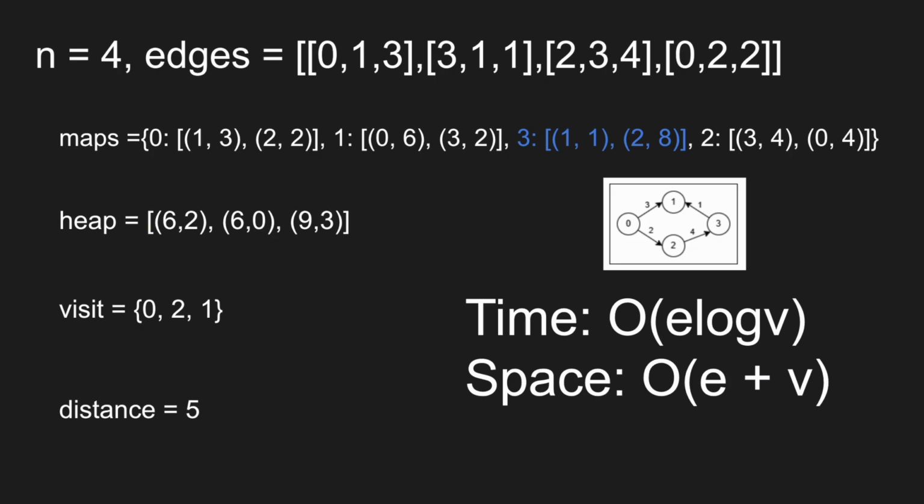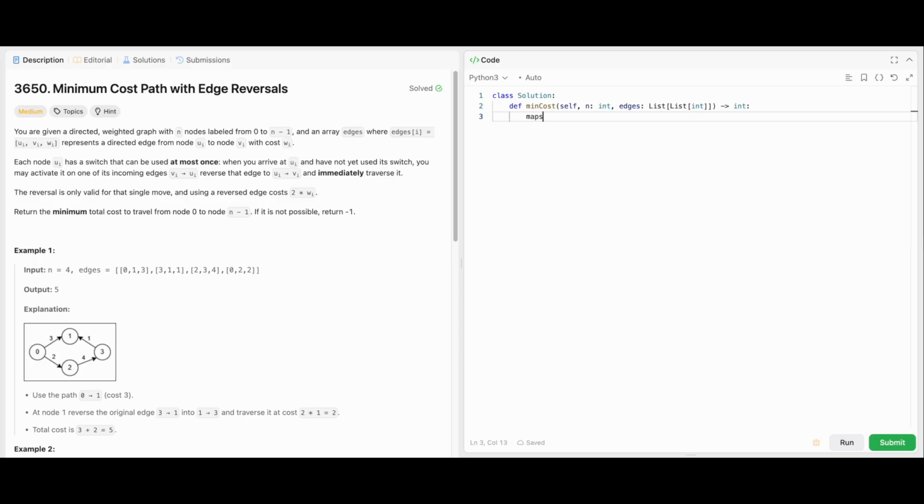So now let's get to the coding part. So first we will create a default dictionary. We'll call it maps. So for U, V, W in edges, we will set maps of U append V, W. And when the key is V, we will append U and W.